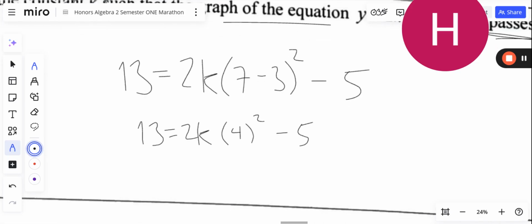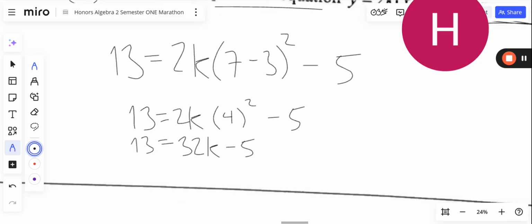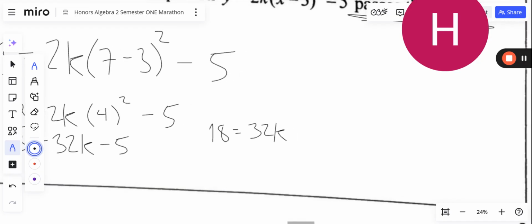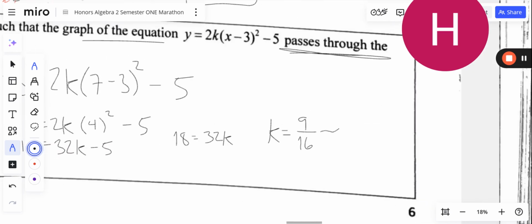And notice that it's 2k times 4 squared. So it's 4 squared, 16, times 2k. We're not going to subtract the 5 from the 16. That is probably the most common mistake that a student would make on this problem. Add the 5 over. We have 18 equals 32k. And you can divide both by 2. 9 equals 16k, and that means k equals 9 over 16. Or for some of you construction nerds out there, that is approximately 0.5625.